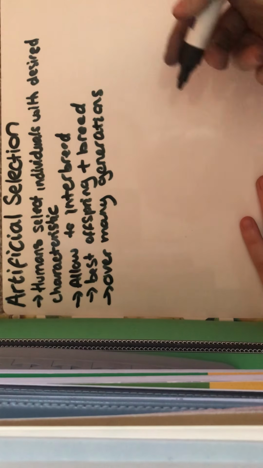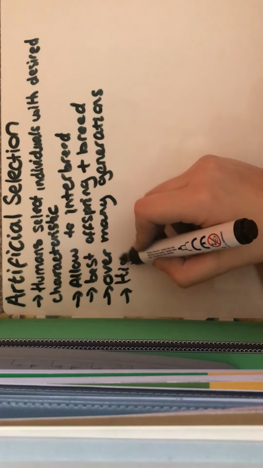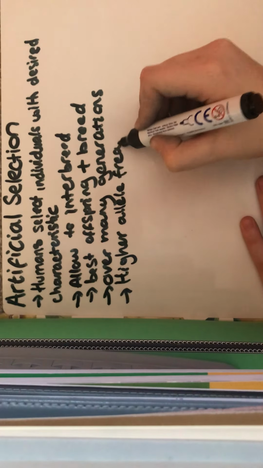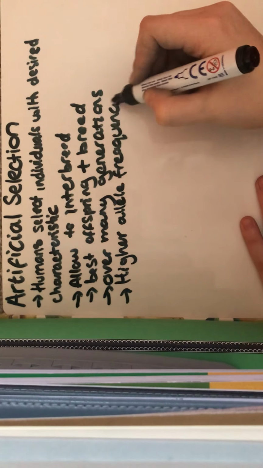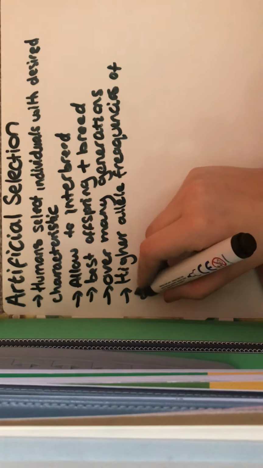So eventually there'll be a higher allele frequency of this advantageous allele for the milk yield or any desired characteristic. Okay.